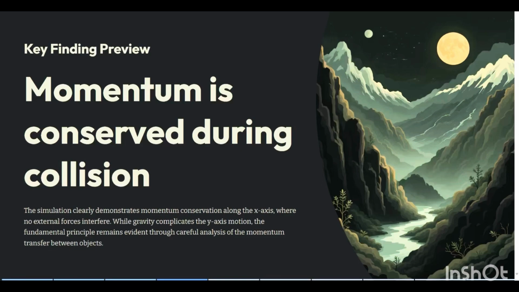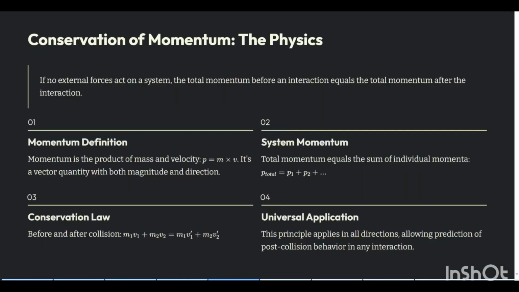For this experiment, the main physics concept is conservation of momentum. Momentum is defined as the product of an object's mass and velocity, and it is a vector quantity, meaning it has both magnitude and direction. For a system of objects, the total momentum is the sum of the momenta of all the individual objects. The law of conservation of momentum states that if no external forces act on the system, the total momentum before an interaction, such as a collision, is equal to the momentum after the interaction. So the mass of every element times their initial velocity equals the mass of every element times their final velocity.